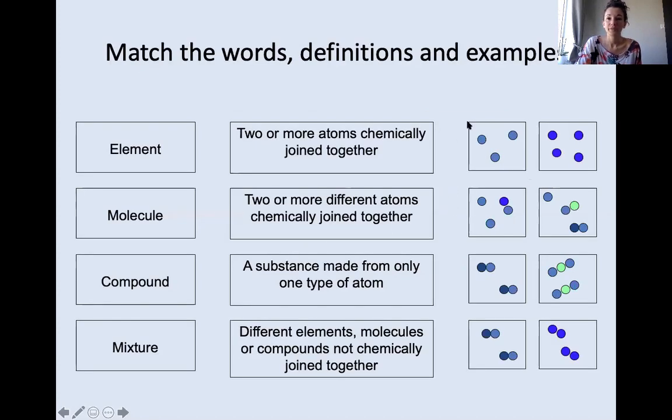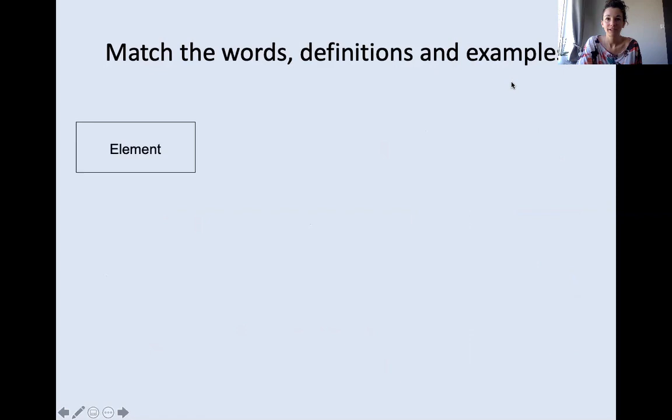Now what I would like you to do is match the words here with the definitions and with the little illustration example. So pause the video, match up the word to the definition and then to the pictures that illustrate the words. That'll take you probably about 5 minutes or so, but well worth doing just to help your understanding. Brilliant, well done.